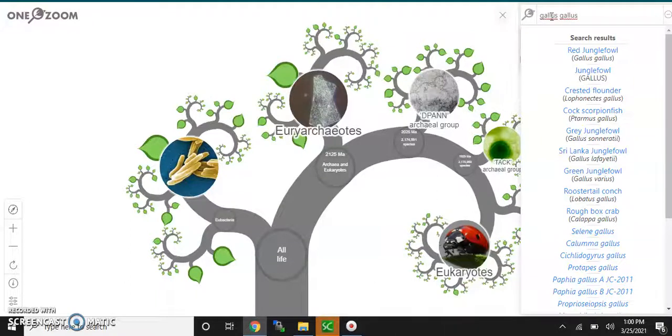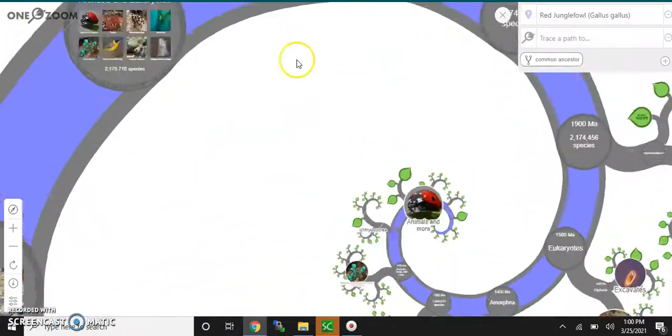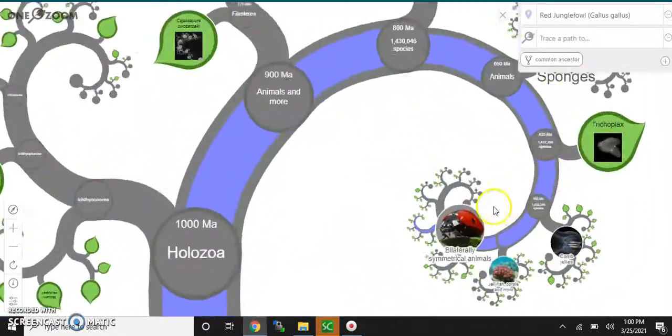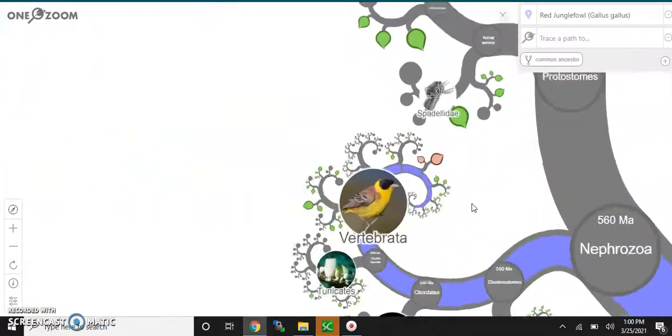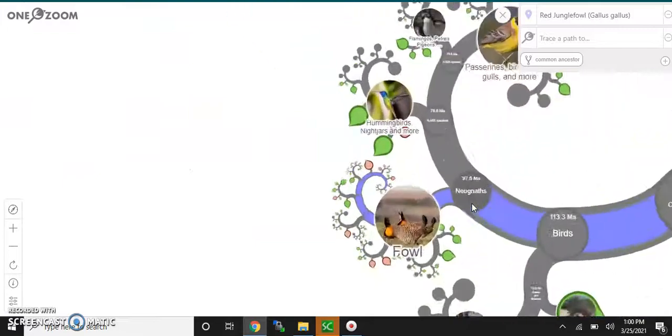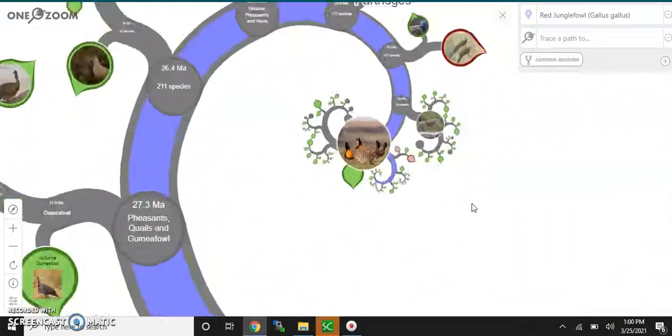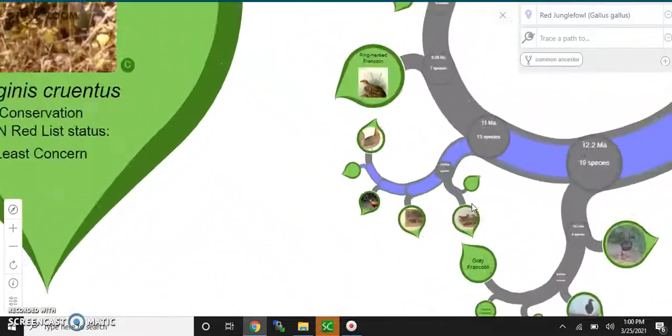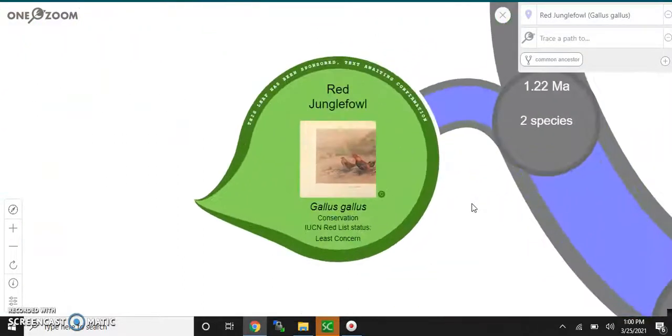I'm going to do chicken, for example, here, the red jungle fowl. It lays down that blue trace. It takes you in right to the branch. As you can see, it gets into a lot of branches and it has a nesting where each little branch takes you in deeper and deeper. So it's quite a few branches to get to the ultimate red jungle fowl here, which is going to be the closest you can get to a chicken.